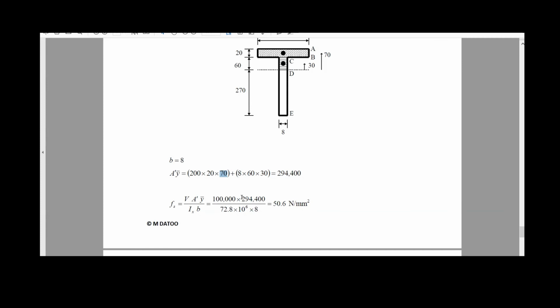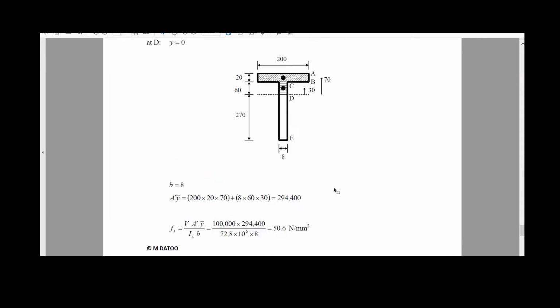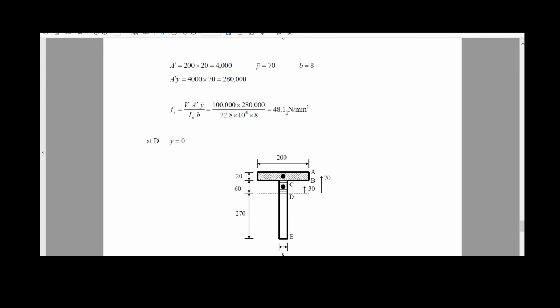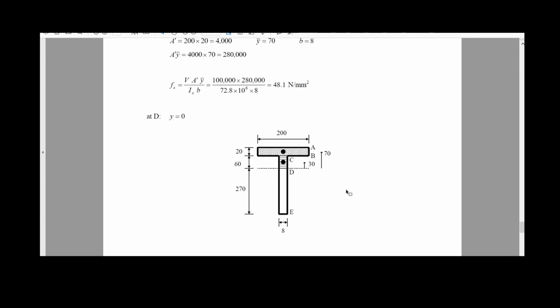We replace all these values in the formula to evaluate the shear stress. And we have the same V, the moment of area we calculated before, the moment of inertia, which is constant for the whole T, and the value of 8, which is the width at the web. And the value of the shear stress will be 50.6 Newton per square millimeter, which is greater than the previous one, because at the level of the neutral axis, we have the maximum value.